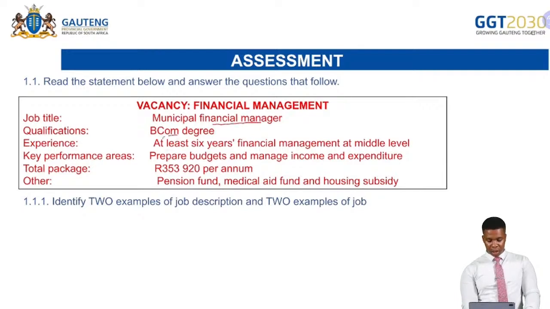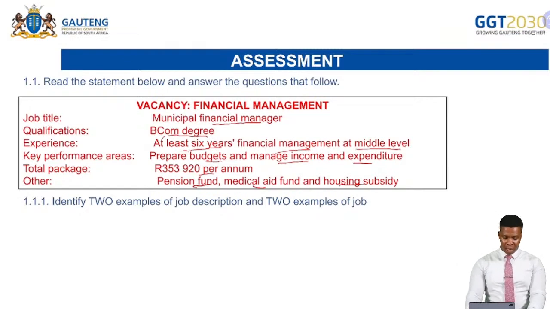The qualification is a BCom degree, needed for one to qualify, and then at least 6 years financial management at middle level, and then prepare budgets and be able to manage incomes and expenses. Then the total package is 153,920 per annum, and then others include pension, medical aid fund, and the housing subsidy.